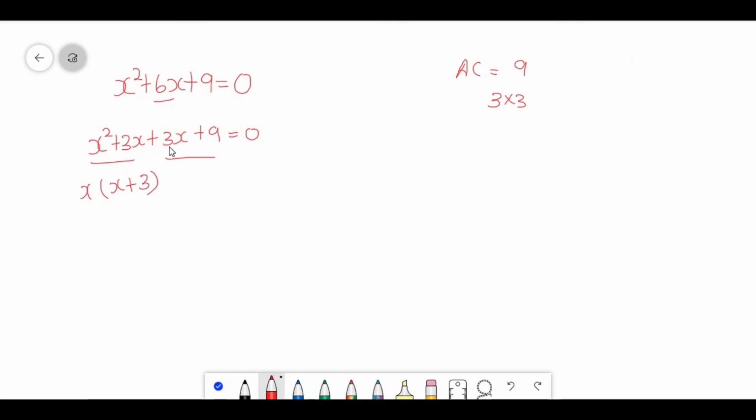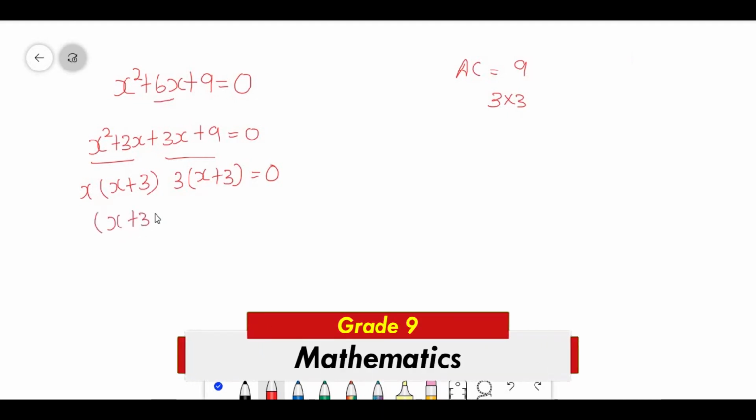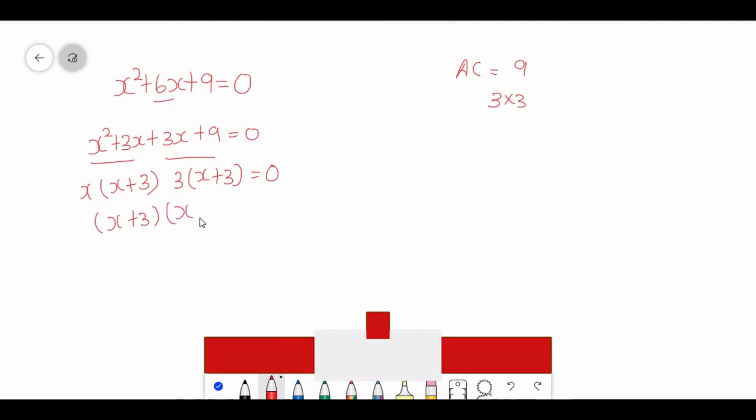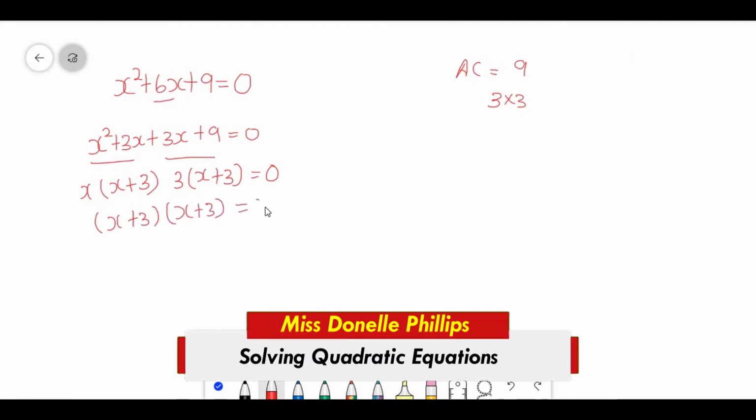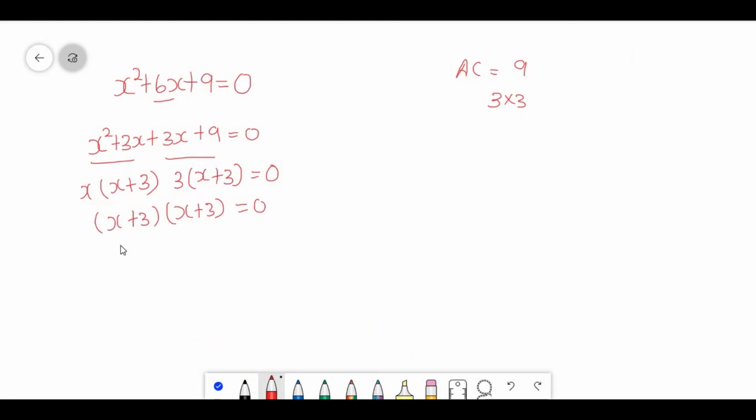Next bracket, what is common between 3x and 9? We have 3, so we put it outside. 3 into 3x gives us x, and 3 into 9, 3. All of this is still equal to 0. So we have x plus 3 in the first bracket, and then we have x plus 3 again in the second bracket equal to 0. Now recall I did mention in the previous lesson that as long as we get to this stage and both brackets have the same thing, then we consider it to be a perfect square. So we could just rewrite it as x plus 3 all squared is equal to 0.